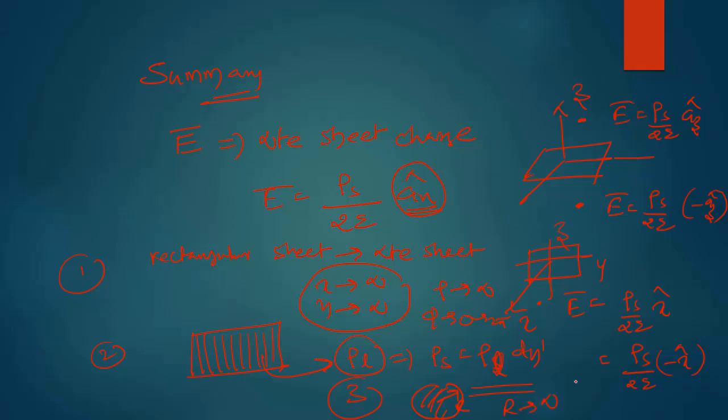So we have got the derivation of the electric field intensity due to an infinite sheet charge in three different ways. Okay, thank you.